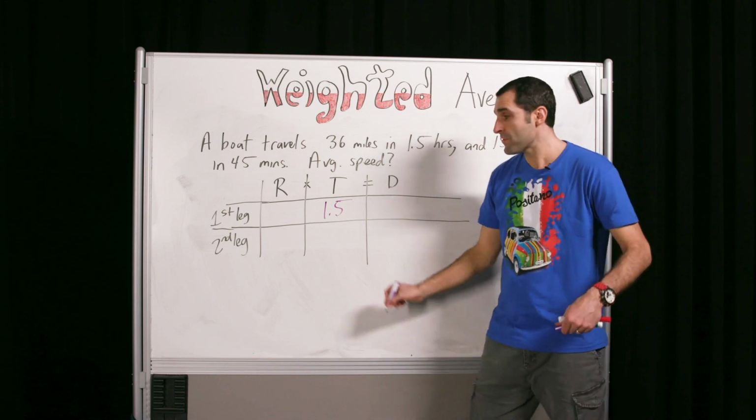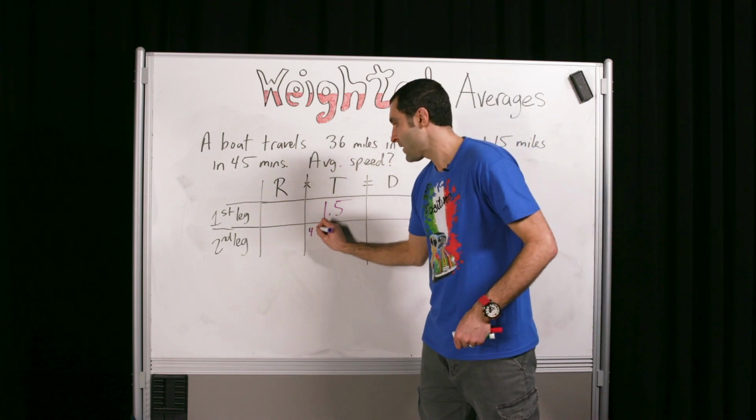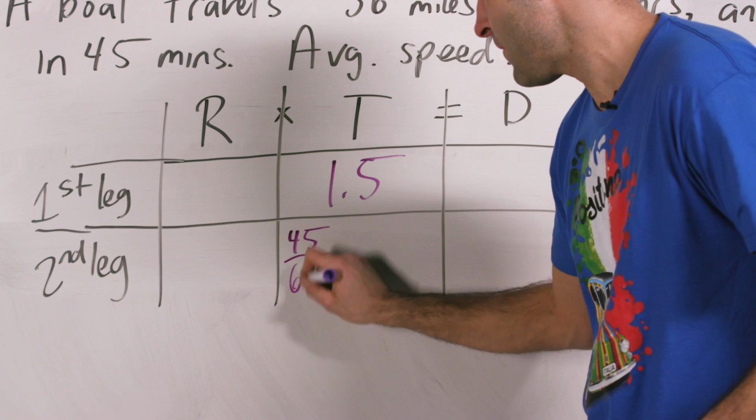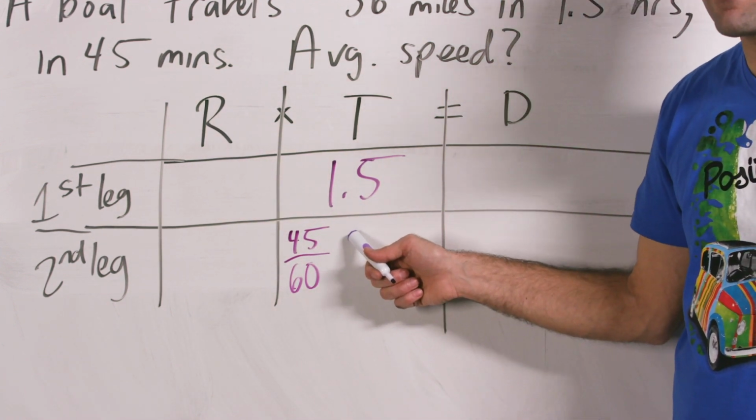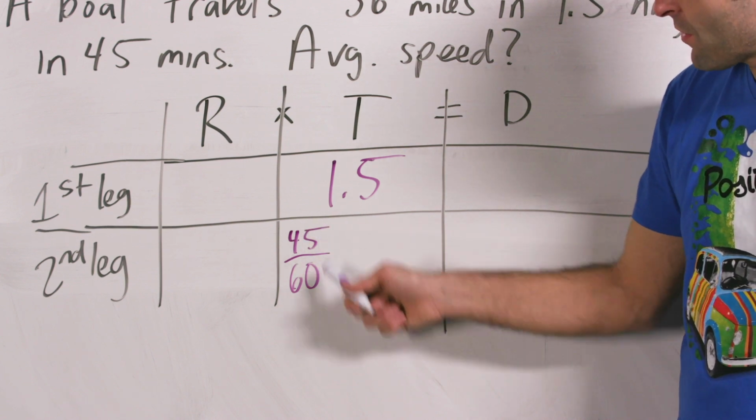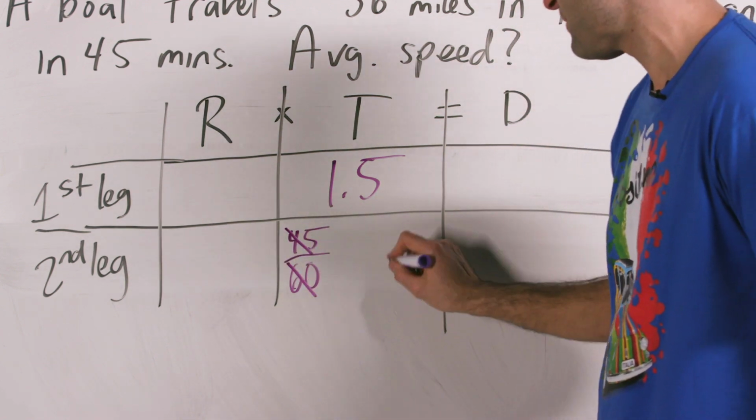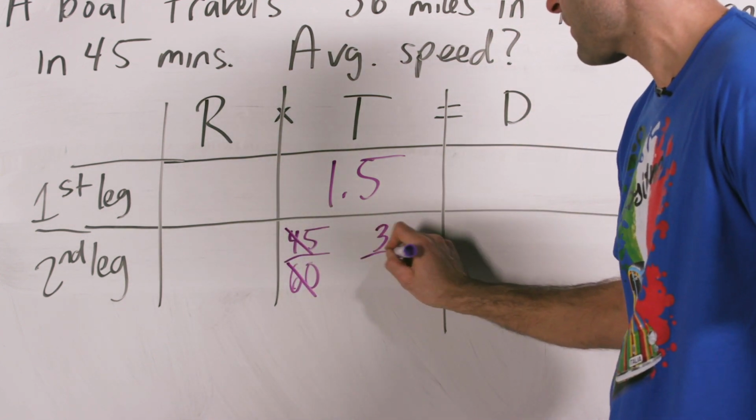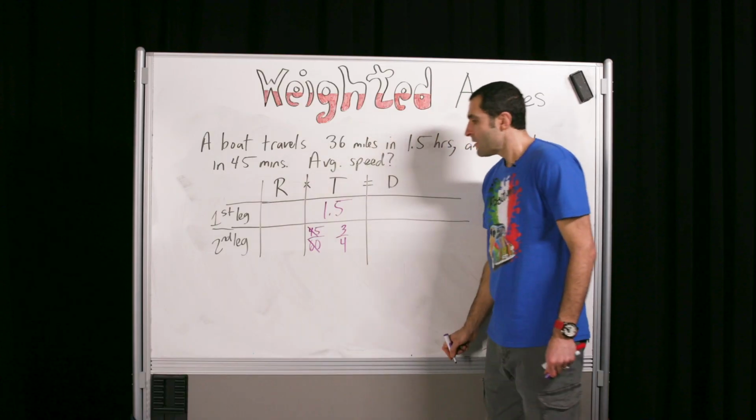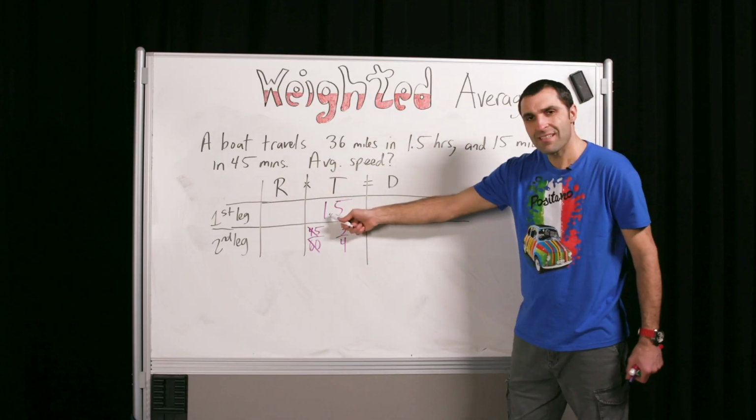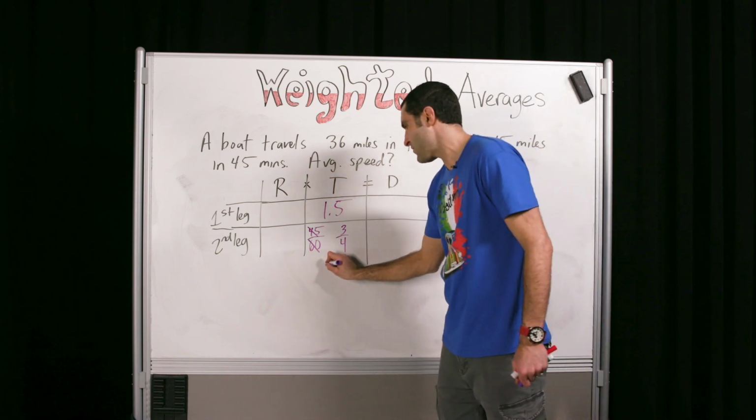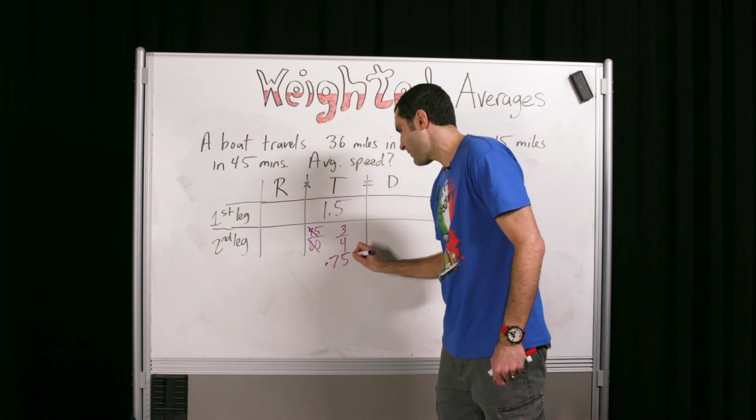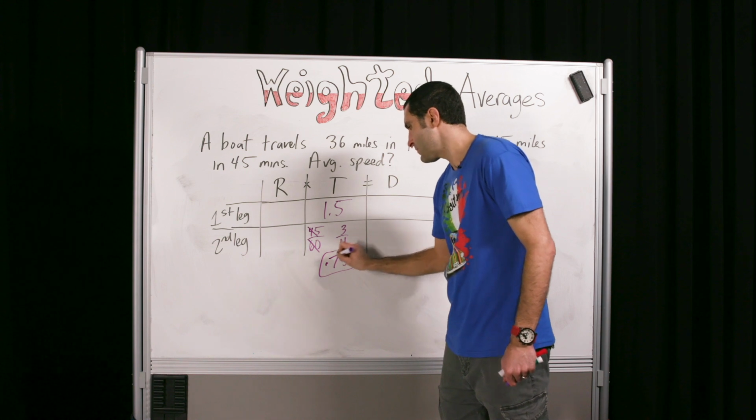I'm going to turn that into hours, just like we did last time. 45 over 60 minutes. Maybe you know that 45 minutes is 3/4 of an hour. Or divide top and bottom by 15, and you get 3/4. In fact, if we want consistency for decimals, 3/4 is 0.75. So let's just do that one, 0.75.